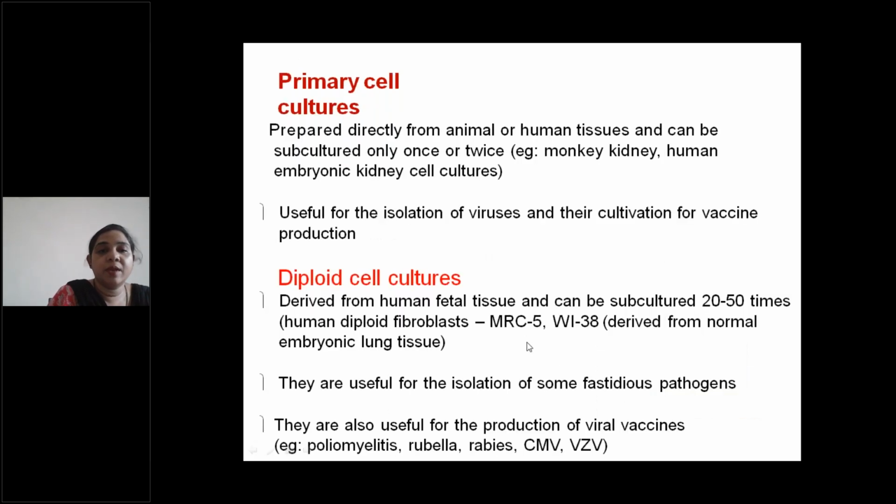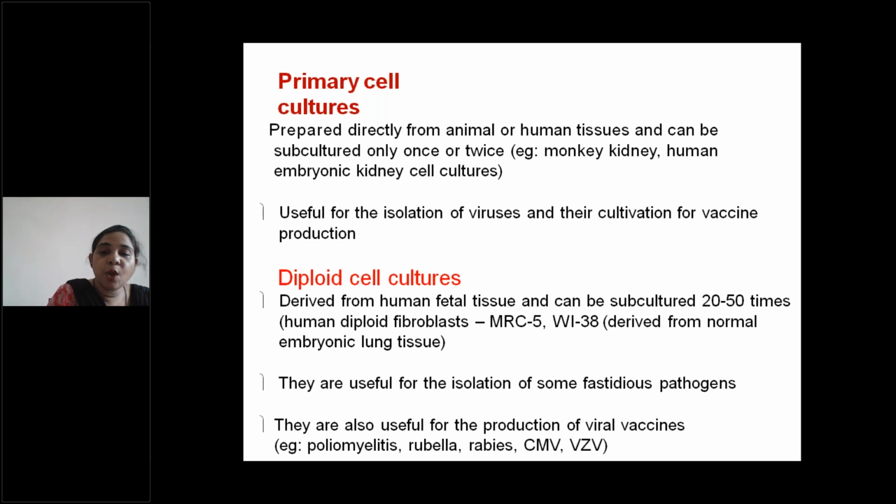So what do you mean by primary? Primary means they are directly prepared from animals or fish. A cell line which is directly prepared from an animal or human tissue is known as primary cell culture. Such cell cultures can be subcultured only once or twice. Example, monkey kidney cell, human embryonic kidney cell. Mainly used for isolation of viruses and for vaccine production.